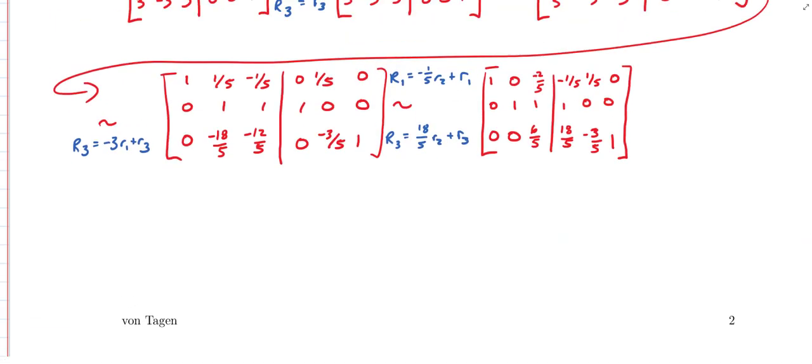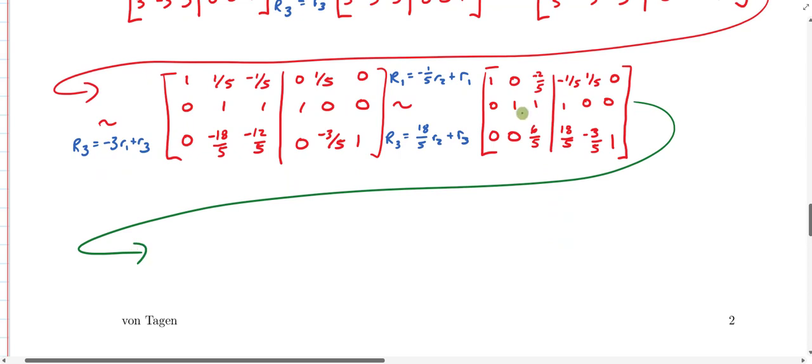Getting close to finishing. I've now got a 1 in this pivot position as I wanted, and zeros above and below it. I now need a 1 in this pivot position. So to do so, I'm going to take my current row 3 and multiply it by 5/6. So if I multiply this entry by 5/6, that'll give me the desired 1 there.